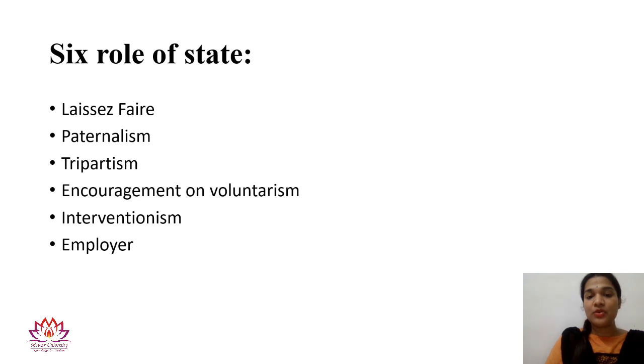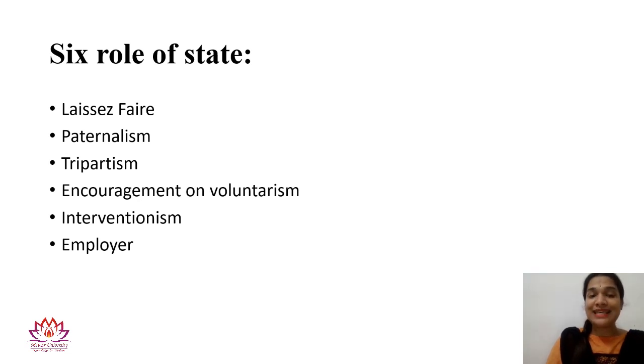If we are talking about the next one, that is encouragement of voluntarism, the government also promoted voluntarism, involving a series of codes to regulate labour-management relations. These codes include the code of discipline, code of conduct, and code of efficiency and welfare. Specifically, the code of discipline encouraged voluntary arbitration and helped maintain discipline at work.